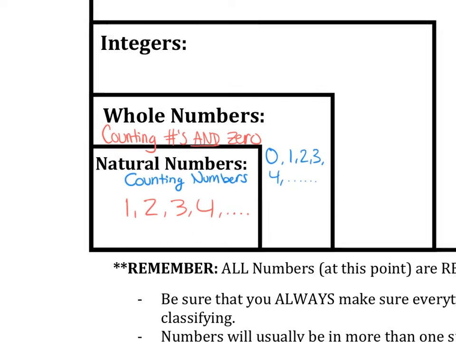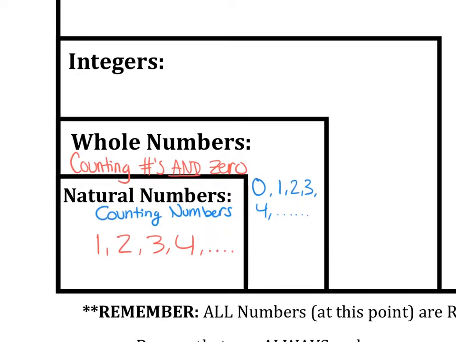And again, if you notice the way that this diagram is set up, the natural numbers box is inside the whole numbers box because any number that's a natural number is also a whole number. So whole numbers include all of those. 0 is just the one that's exclusive to whole numbers.